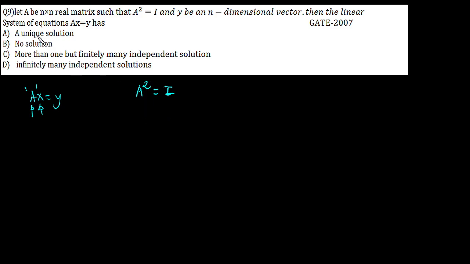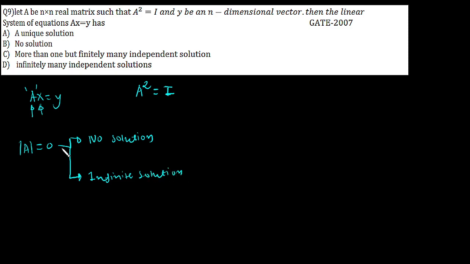So now to reach the conclusion about the solution, we must know the determinant of this coefficient matrix. If the determinant of this A is 0, then remember there are two possibilities. The first possibility is that the system has no solution, and the second possibility is that we get infinite solutions.